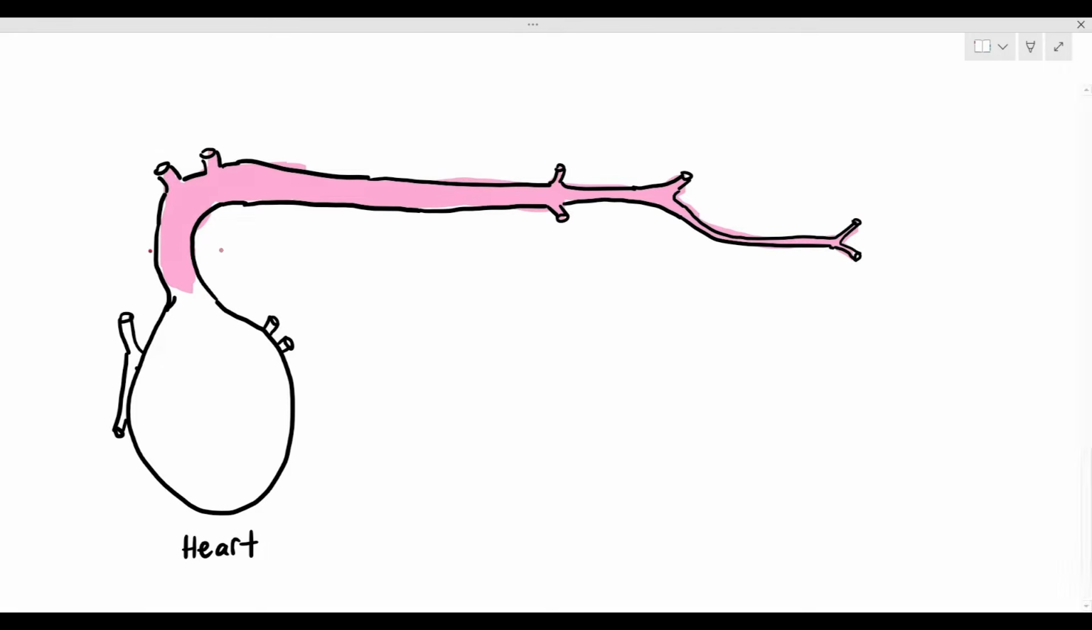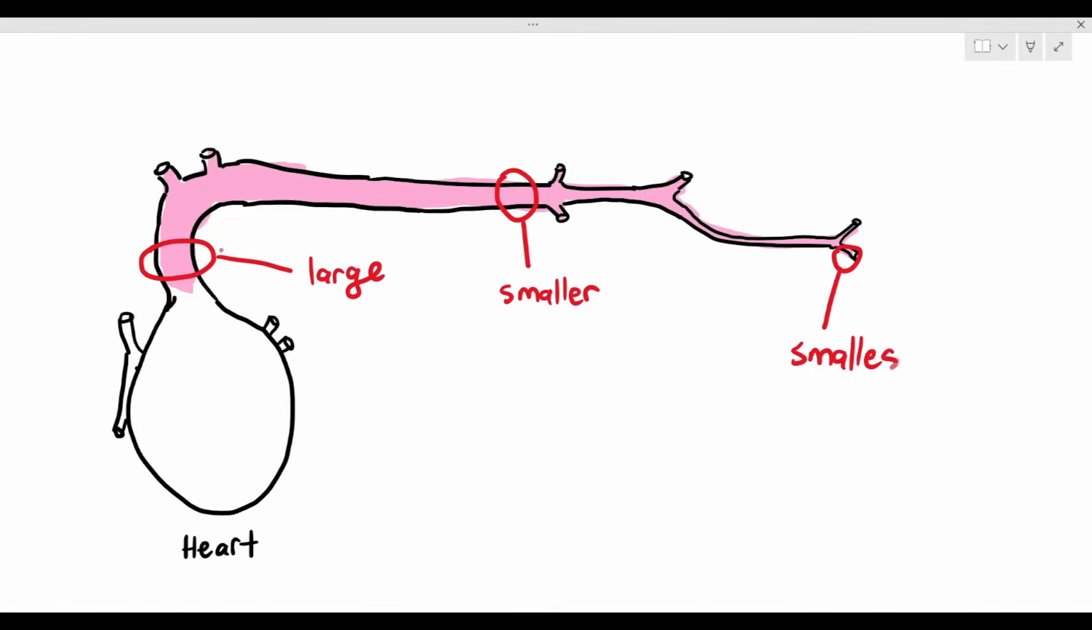A very important thing to understand is, as the artery moves away from the heart, the further it goes away from the heart, the size of the artery becomes smaller. The artery closest to the heart is quite large. As it moves further away, it becomes smaller, and furthest away from the heart, as you can see, I've labeled there, it is the smallest. That's just the nature of how arteries work in general.